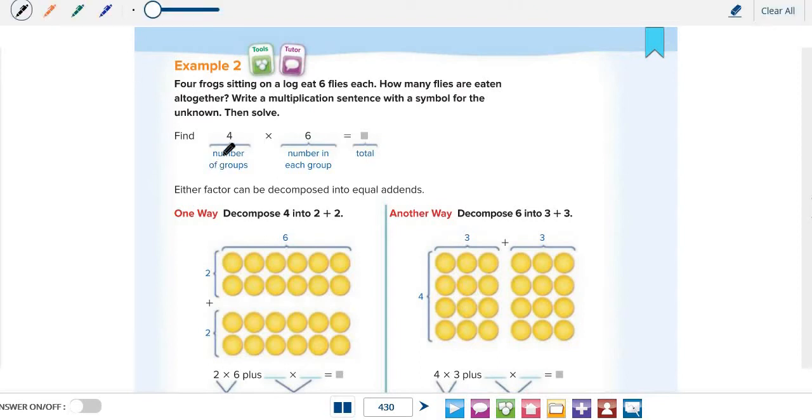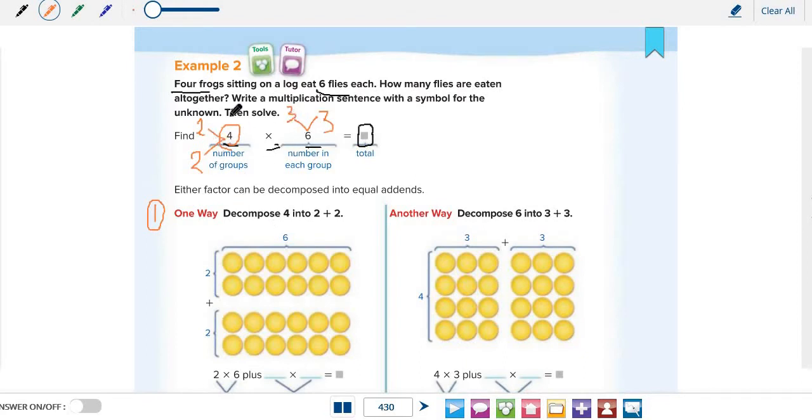To solve this question, we have to find 4 because we have 4 frogs. So 4 times 6 because each frog eats 6 flies. So 4 times 6 equals what? This is the symbol for the unknown. The same idea for this example. To find an unknown fact, we can decompose a factor into 2 equal addends and then duplicate the product to find the unknown fact. So we can decompose number 4 into 2 and 2. This is the first way, and of course we can decompose number 6 into 3 and 3. But we can use one of them.